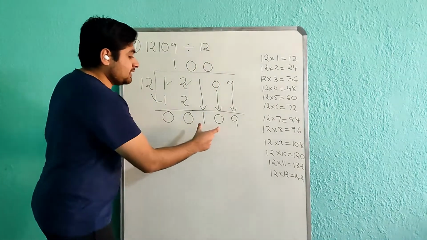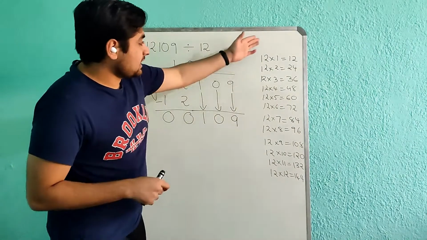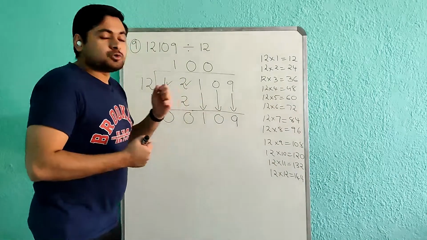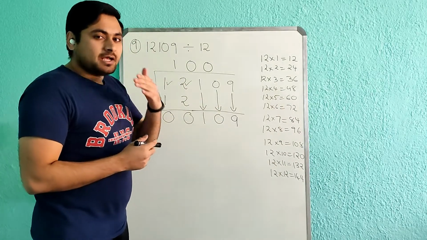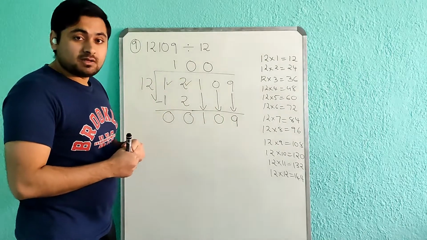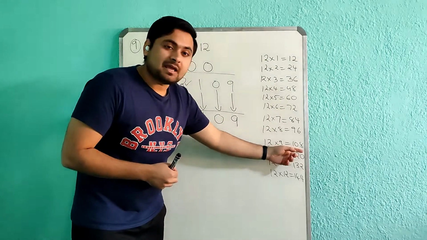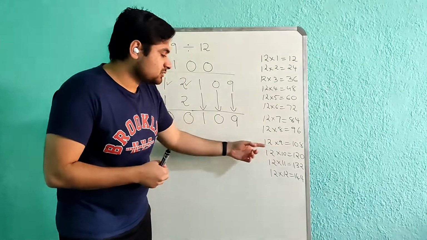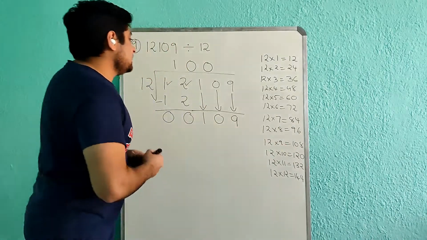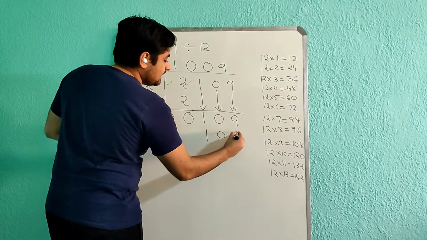Now we ask ourselves, does 109 come in the table of 12? So let's go and check. As we see, we know that 109 does not come in the table of 12. So what is the next question? Then you ask yourself, is there a number smaller than 109 in the table of 12? If we go and see the table of 12, we know there comes 108. How many times? 9 times, because 12 times 9 gives you 108. So therefore, it comes 9 times. So 12 times 9 gives you 108.